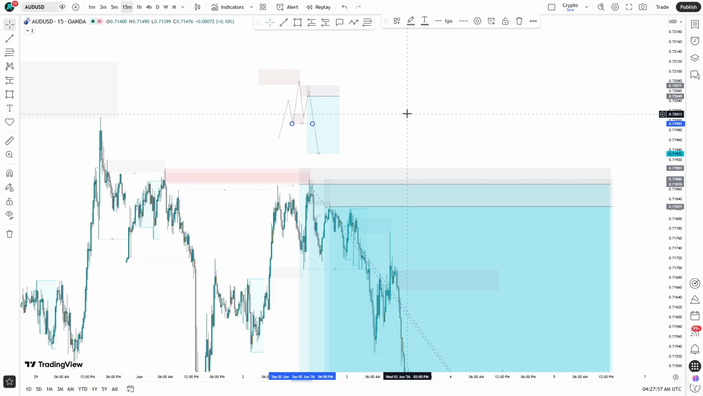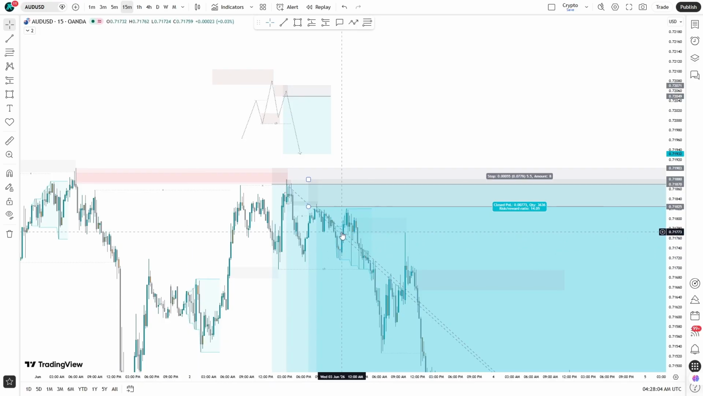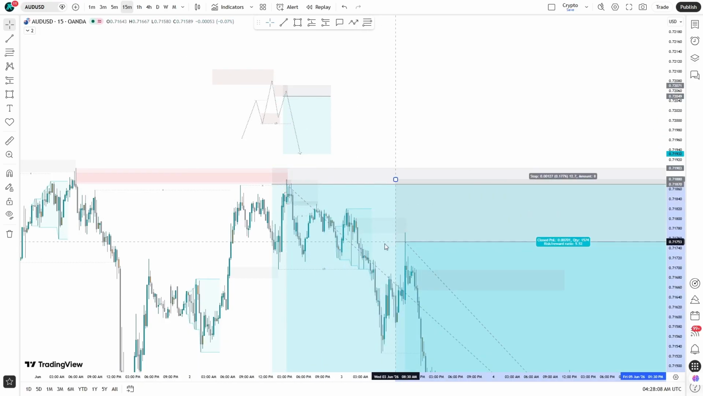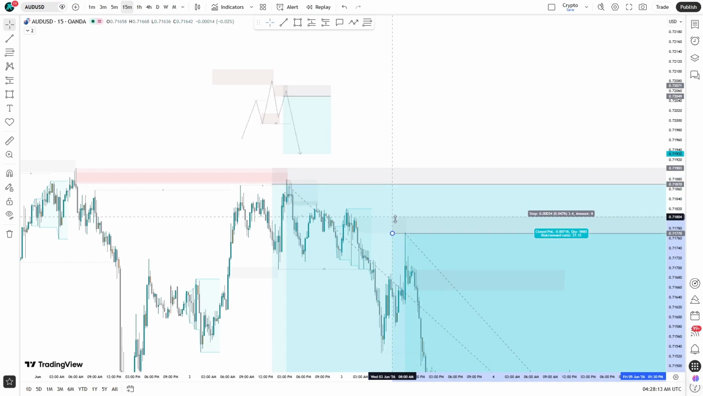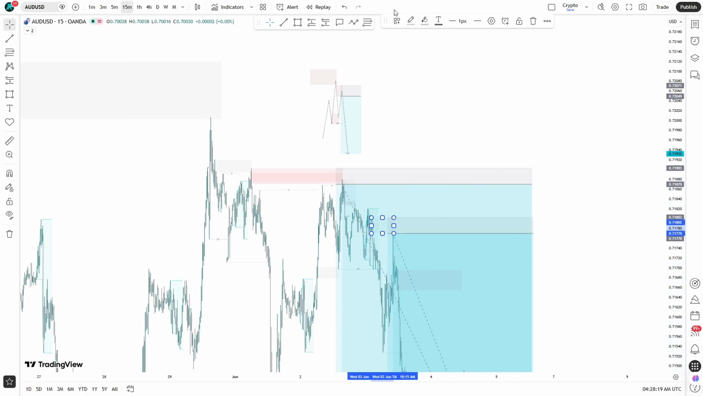So the next thing is that market came up and mitigated the supply zone here. So this is it. It is this candle and the inside bar. Let's go to the 30 minutes to see what it actually looks like.